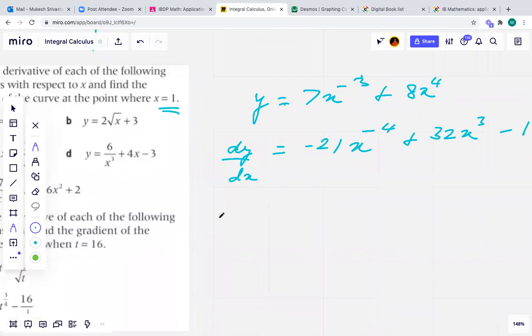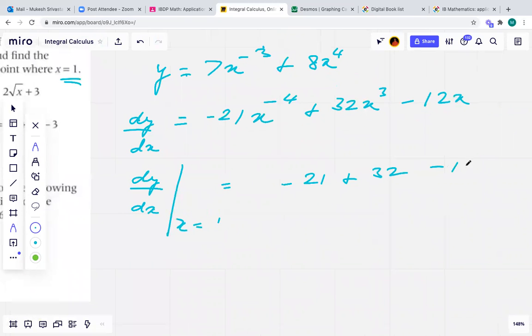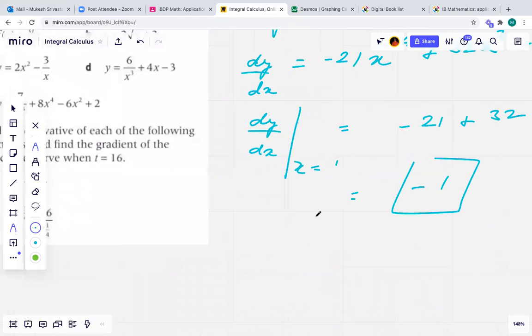So at x equal to 1, 1 to the power minus 4 is obviously 1 only. So minus 21 plus 32 minus 12, which is 33 minus... so minus 1. Okay, that's it.